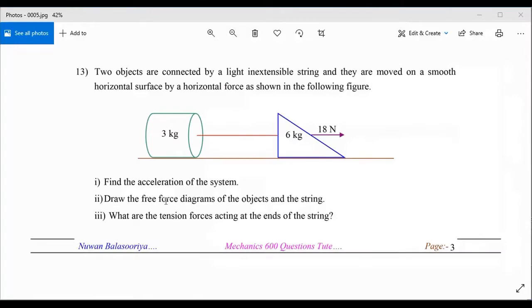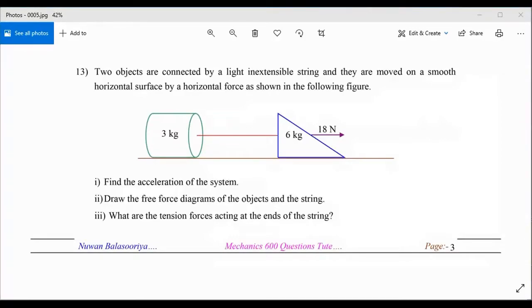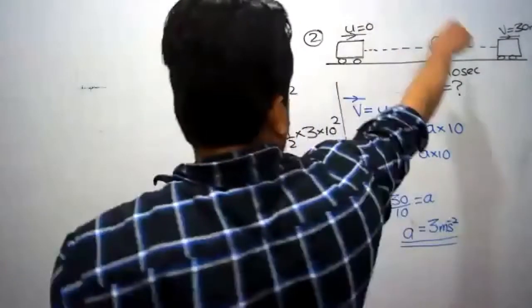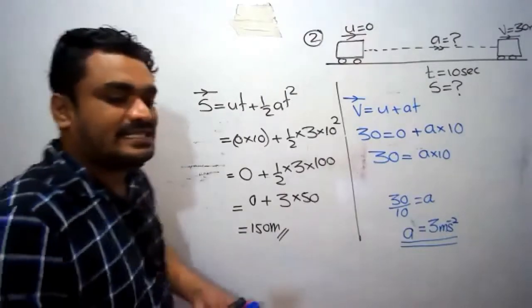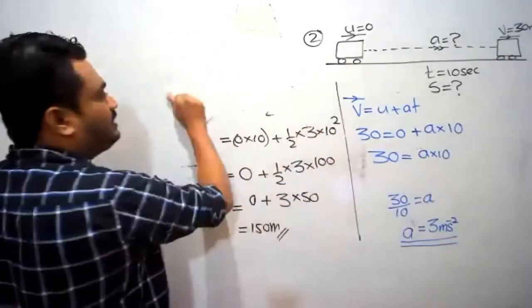Roman number 2. Draw the free body diagrams of the object and the spring. I would like to use the whiteboard to explain free body diagrams. If you want, you can take a screenshot of this one. I'm going to erase and use my normal whiteboard to explain free body diagrams. Free force diagrams and free body diagrams have the same meaning, right?